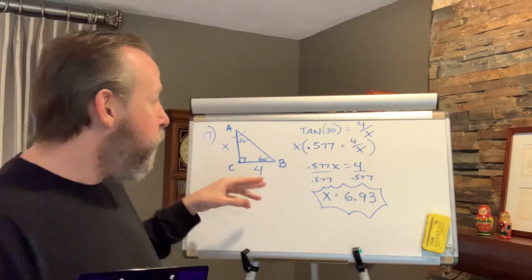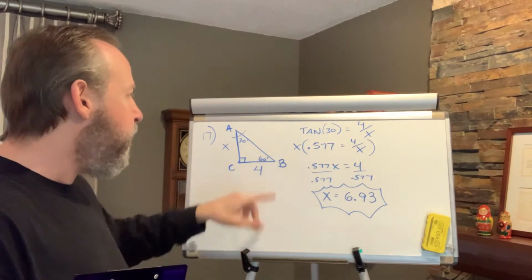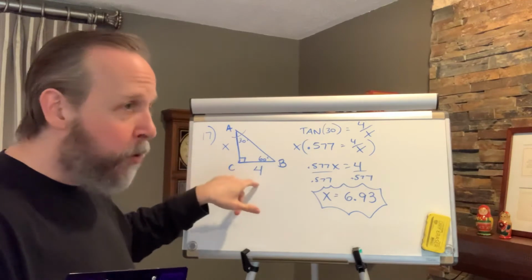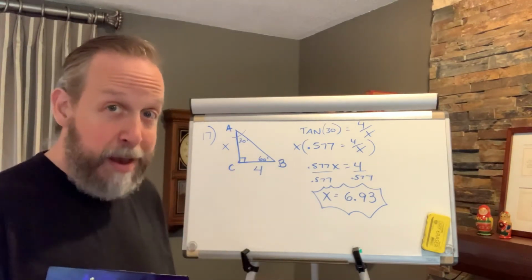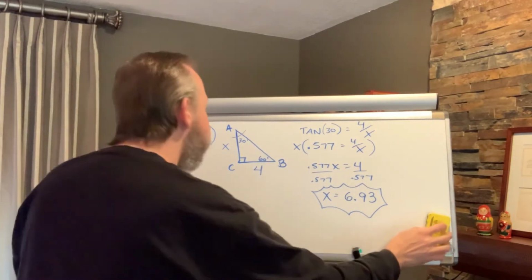If you had chosen to do B instead, it would have been fine. It would have been a little different. You would have said tangent of 60 equals x over 4. Find tan 60, multiply by 4. It's the same answer. Okay, 17's done.